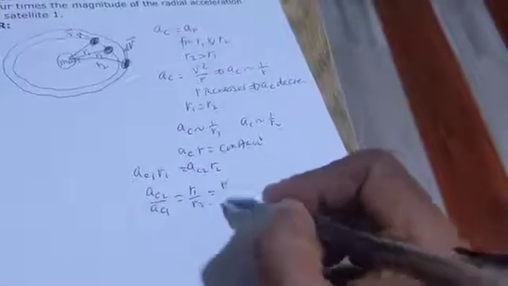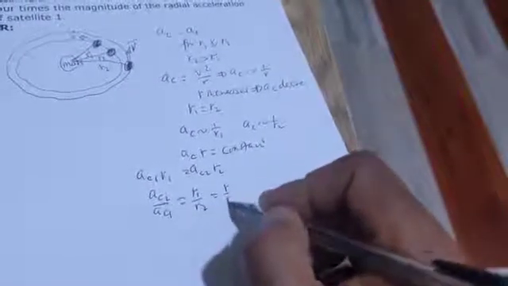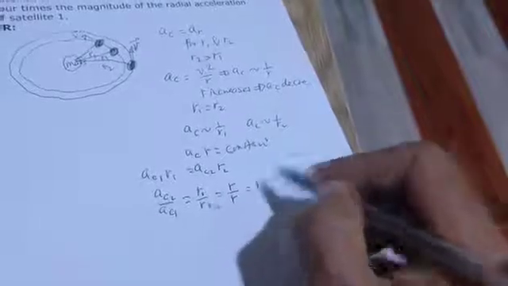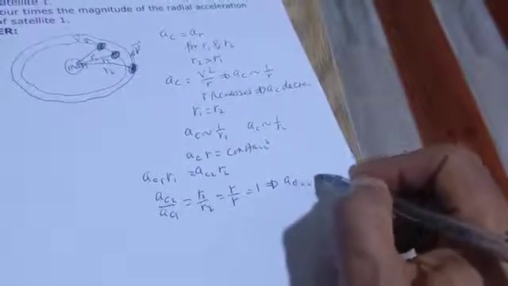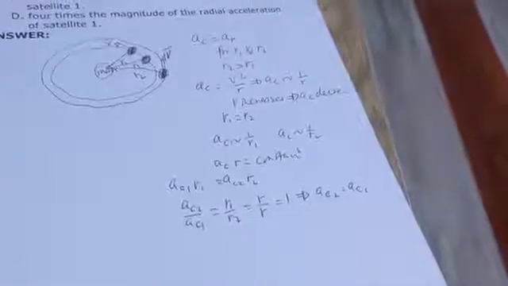So the path is just R1 is R and R2 is R. This is just 1. What does it mean? AC2 is equal to AC1. So the answer is B. Why? Because the centripetal acceleration is just dependent on the radius and the velocity. Their velocity is equal, and as a result, the radius is equal. Therefore, the magnitude of the radial acceleration is equal. So B is the answer.